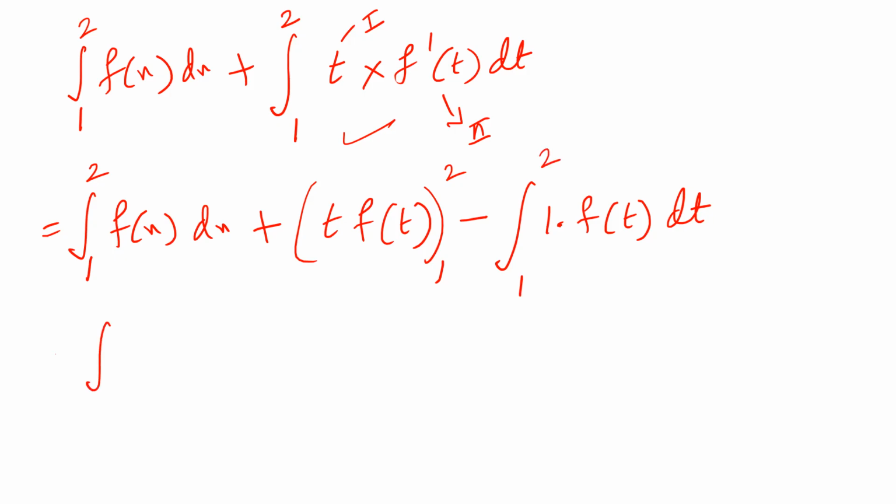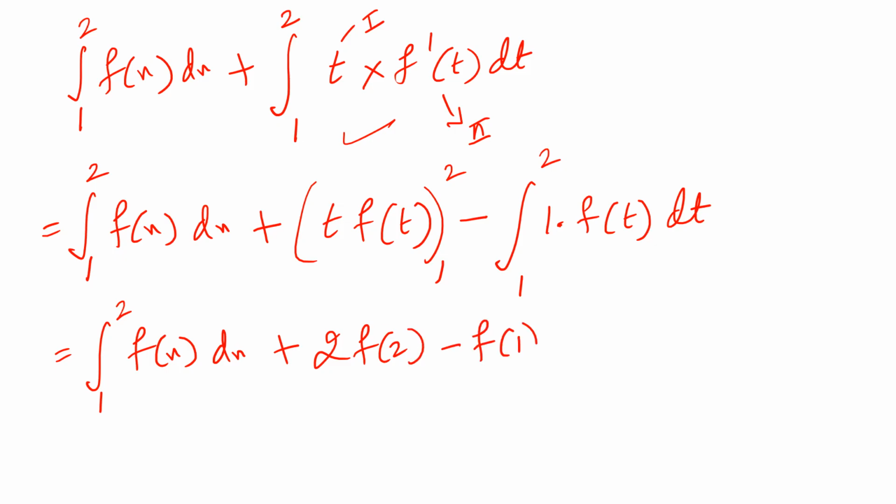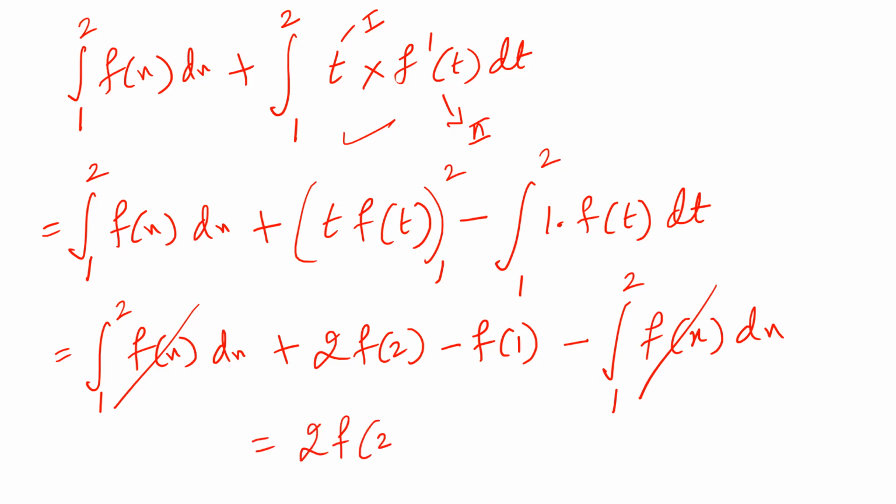Right? Now students, this becomes integral 1 to 2 f of x dx plus, here it becomes 2 f of 2 minus f of 1, and this is nothing but integral 1 to 2. Students, we know that in definite integral, the name of variable does not affect the value of the integral. So I'm just replacing t by x. So now it can be written as f of x dx. Now this integral and this integral will cancel each other. So the answer becomes 2f of 2 minus f of 1.